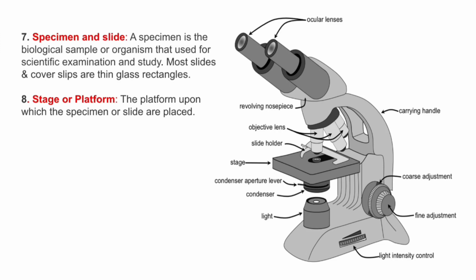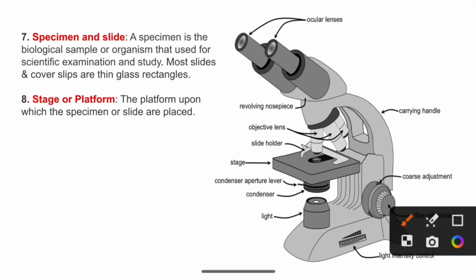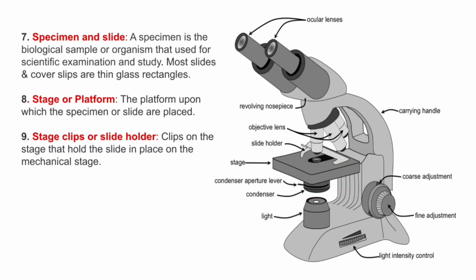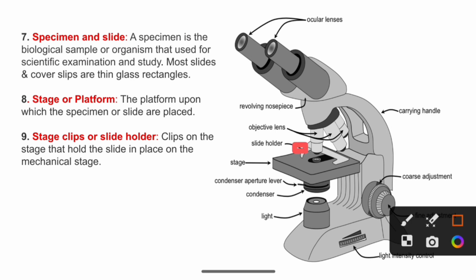Next one is a stage or platform. So, this is the stage of a microscope. The stage or platform is that part of a microscope upon which the specimen or slide is placed. Next one is stage clip or slide holder. This is the stage clip or slide holder. What is the function of this clip? It holds the slide on the stage.